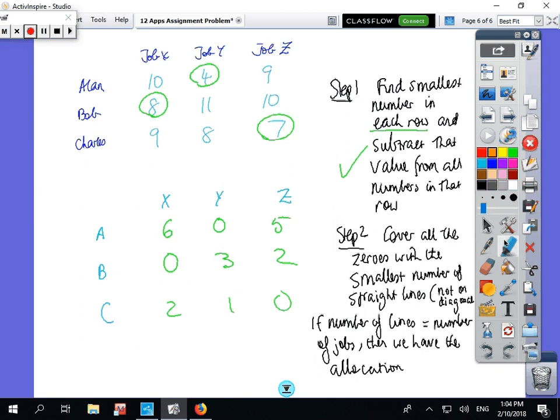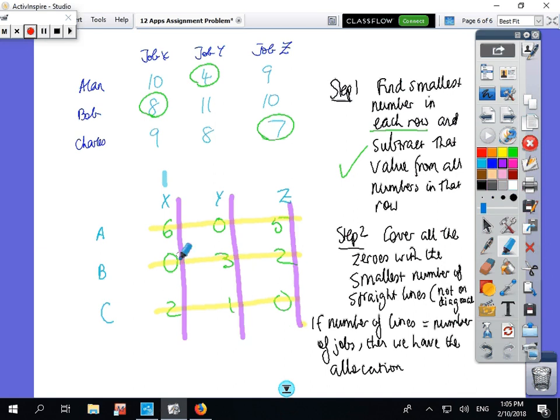Now the next step is to cover all the zeros with the smallest number of straight lines not on a diagonal. So straight lines, vertical or horizontal. For instance, 1, 2, 3. If the number of lines equals the number of jobs, then we have the allocation. We could have done it vertically. For instance, we'll change colours. I see the wrong colour, I'll change it. So we could have done it that way, and that way. We've covered the zeros each way, and if the number of lines equals the number of jobs, then we have finished the problem.